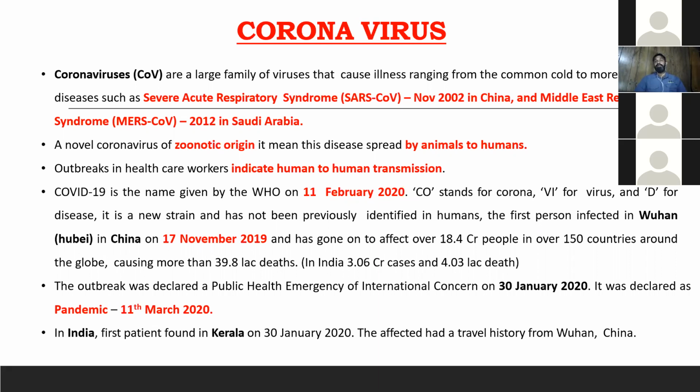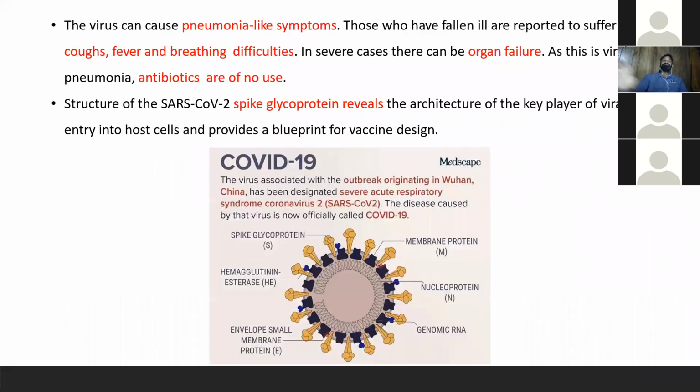In India alone, 3.06 crore cases and 4.03 lakh deaths were observed and recorded. The outbreak was declared a public health emergency of international concern on 30th Jan 2020. It was declared a pandemic on 11th March 2020. So it was actually declared a pandemic in the month of March 2020 in India. The first patient was found in Kerala on 30th Jan 2020. The affected person had a travel history from Wuhan.